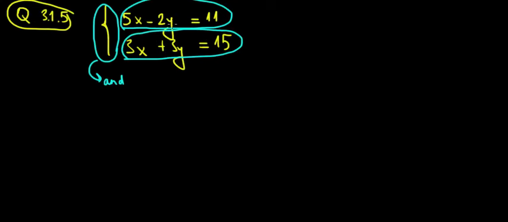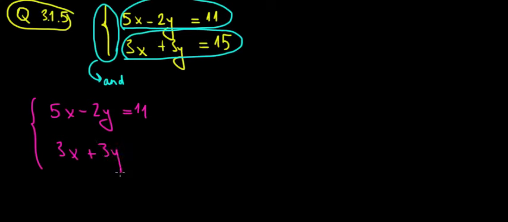Basically, we get rid of one variable, calculate the second one, and then calculate the variable that we eliminated in the beginning. Let me show what I mean. So let's write it again over here: 5x minus 2y equals 11, 3x plus 3y equals 15. And let's say we would like to eliminate the y variable. So how can we do that? Well, we should have the same coefficient for the y variable in the first equation and in the second one. How can we do it?